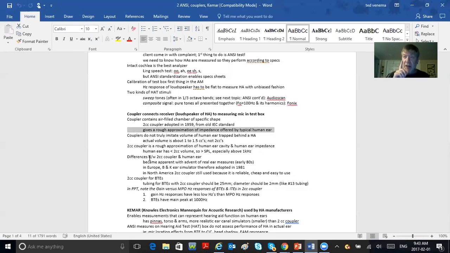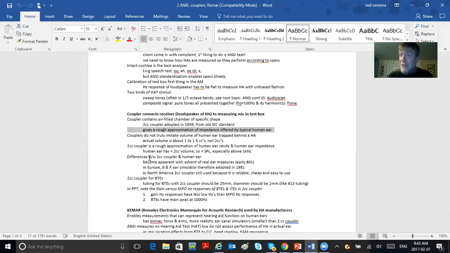All right? Now, the volume of air trapped between a hearing aid ear mold and an eardrum is usually a little bit less than 2 cubic centimeters. It's usually closer to 1 to 1.5, okay? And so, what takes place in a 2cc coupler is a little bit different from what's taking place in your ear canal with the hearing aid.